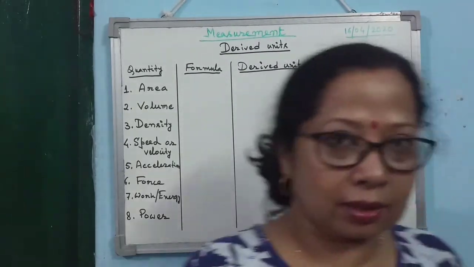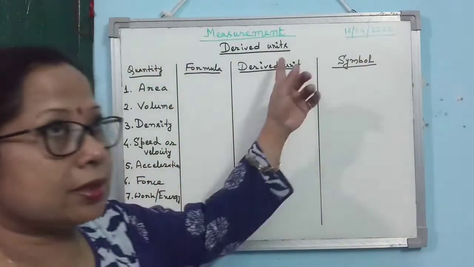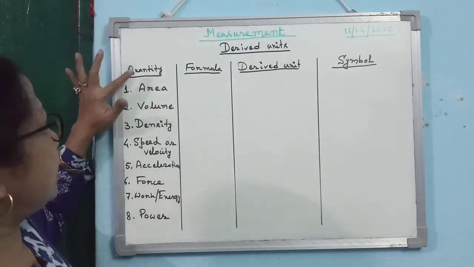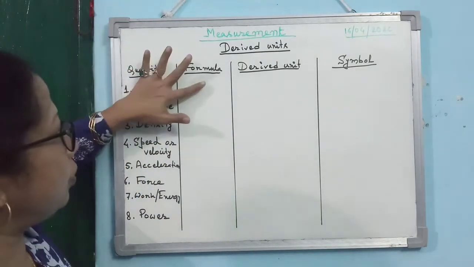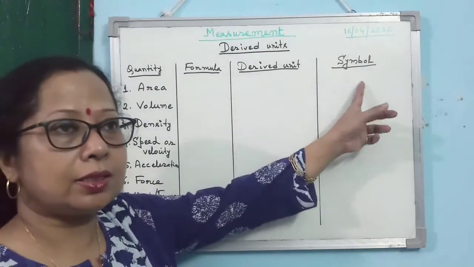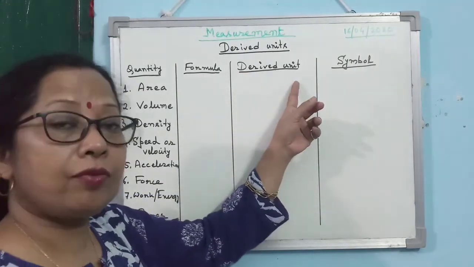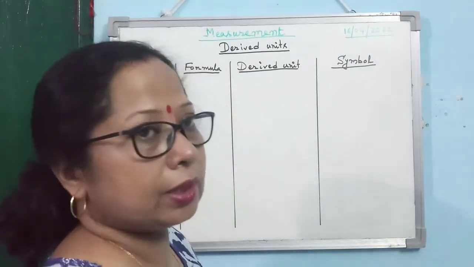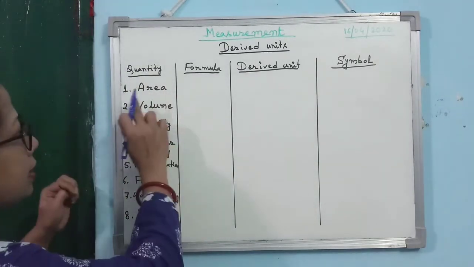So today's topic is derived units. The first thing you see here is that I have written the quantity, then the formula, then the derived unit, and then the symbol we use. When we find the derived unit, we will use SI units. Now the first one is area.